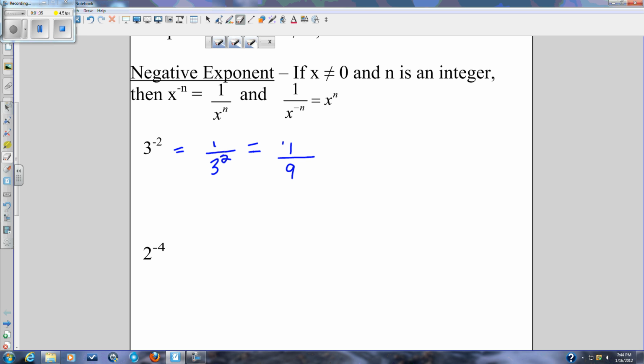So now let's go and do the next one. 2 to the negative 4, because the exponent's negative, it gives you 1 over 2 to the positive 4, which gives you 1 over 16.